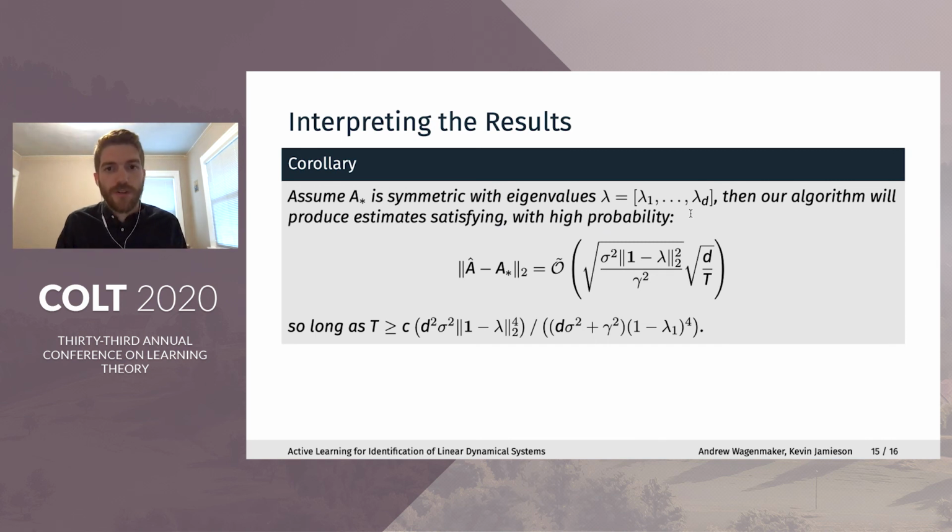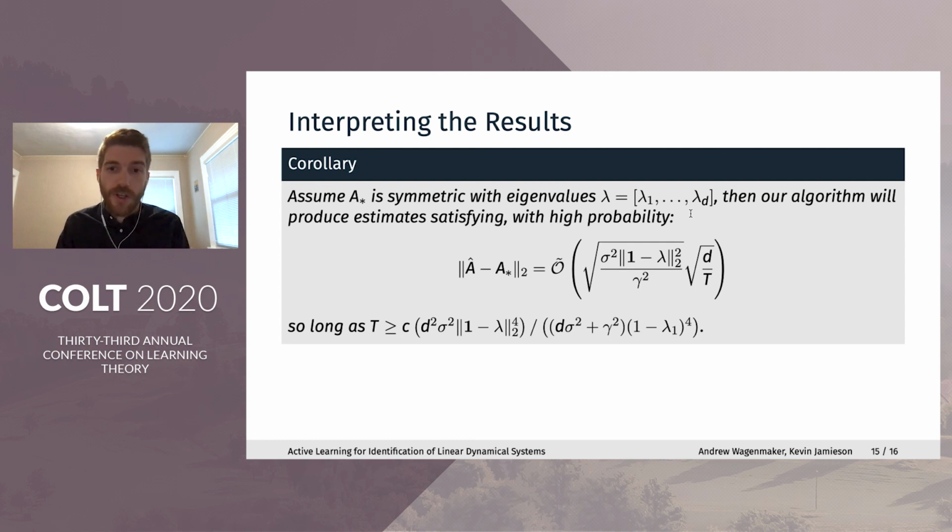Assume A star is symmetric and has eigenvalues lambda_1 to lambda_d. Then our algorithm will produce estimates satisfying, with high probability, square root of sigma squared times the sum of 1 minus lambda_i to the power of negative 2, divided by gamma squared times square root of t over d. And this holds so long as t is greater than the average gap to the fourth, divided by gamma squared times 1 minus lambda_1 to the fourth. That's like the worst-case gap, the smallest gap to the fourth.